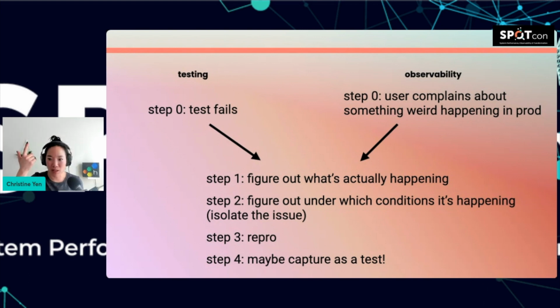Step two, you're isolating the issue. Okay, is all of my code broken somehow, or is it only part of the code under certain conditions? Step three, repro. Maybe you're capturing it as a test. Maybe you want to capture it as something that will be immortalized in your test suite.